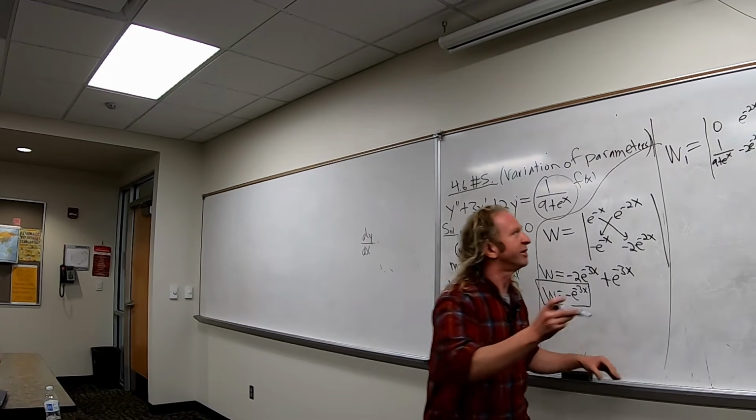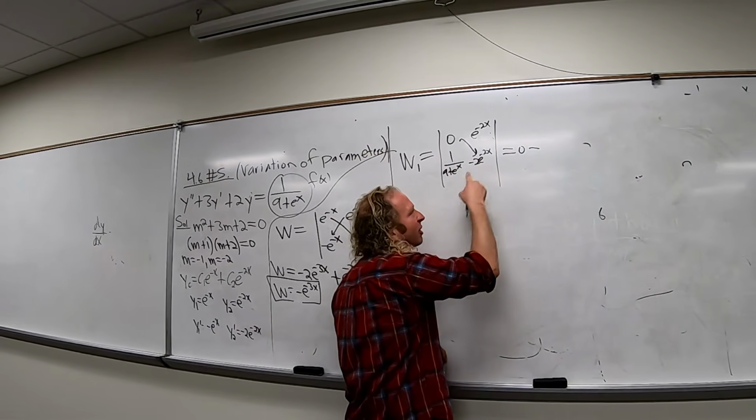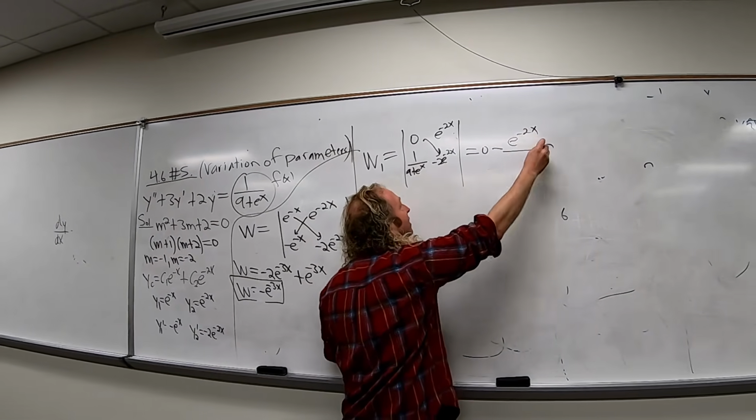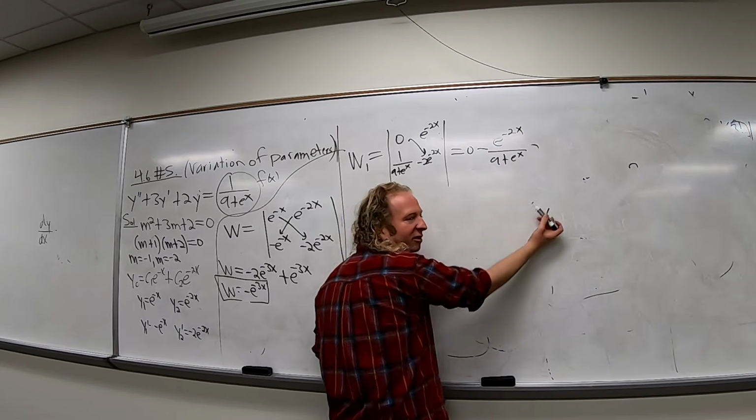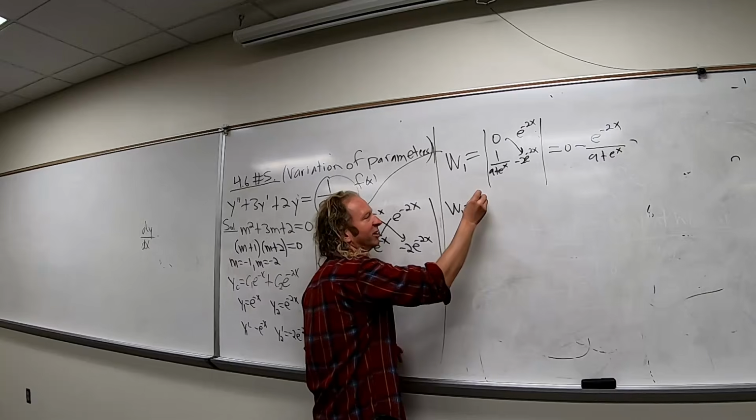And I guess we'll do it. So that's this times this, so it's 0 minus, and then this times this. Oh, yuck. e to the negative 2x, and then 9 plus e to the x. Okay, I'm going to write it again over here, and I'm going to put it in a little box, because it's really nice to box stuff.